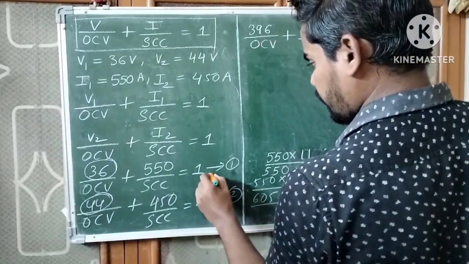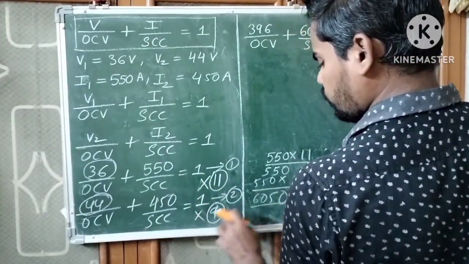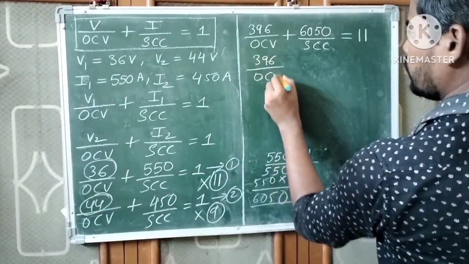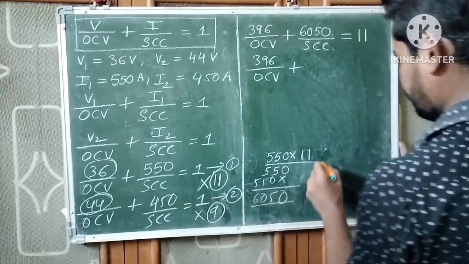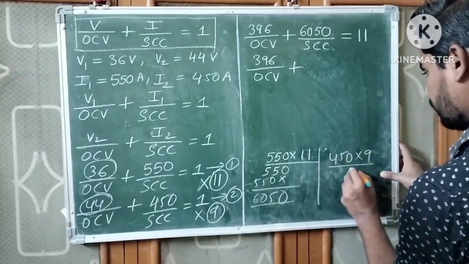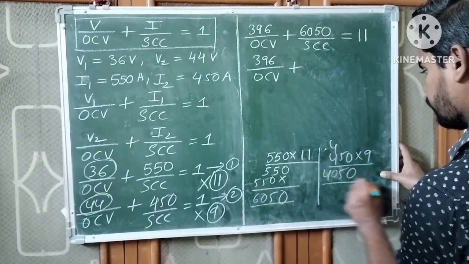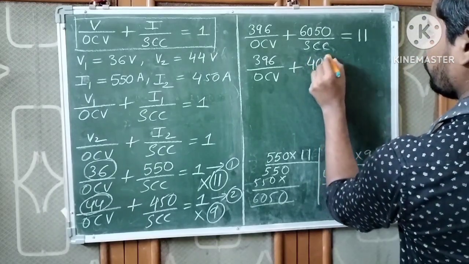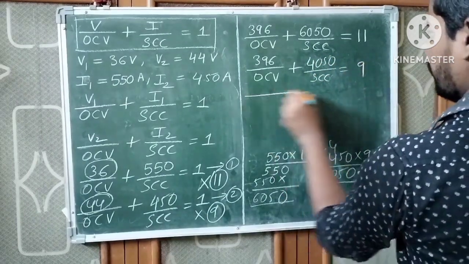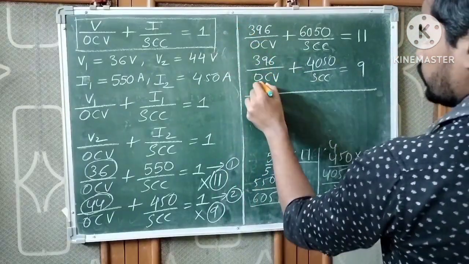Multiply equation 2 by 9. Equation 1 by 11 on both sides, and here equation 2 by 9. 9 into 44 is 396 by OCV plus 450 into 9, which is 4050, by SCC is equal to 9. Now these two are like terms. Now subtract.